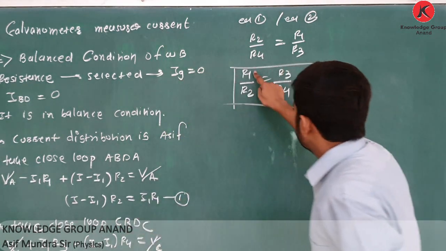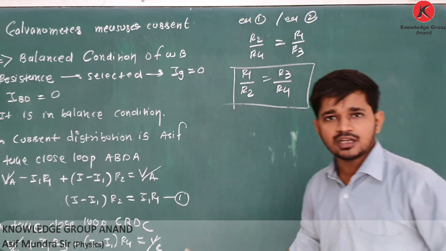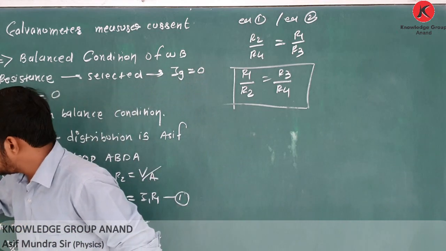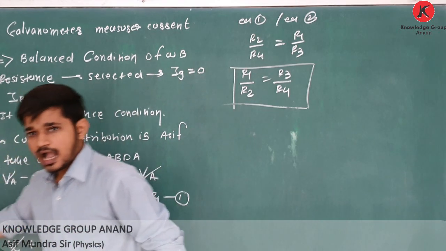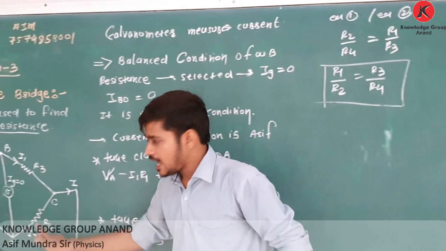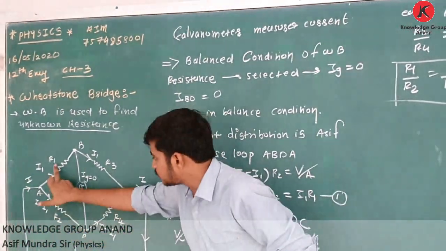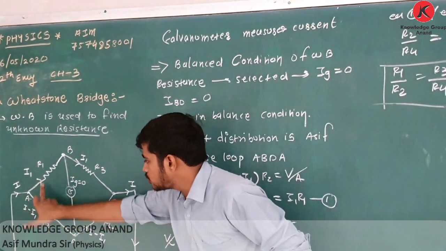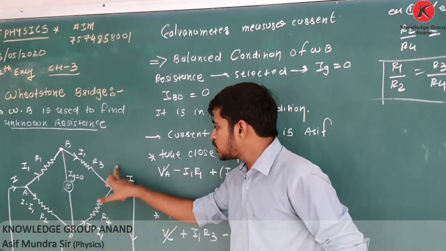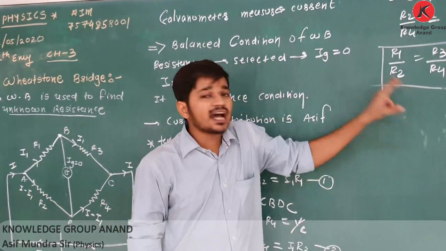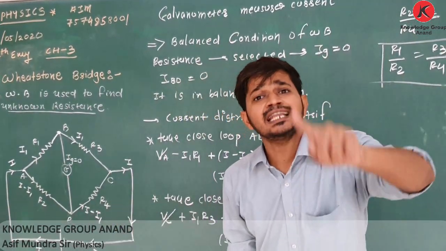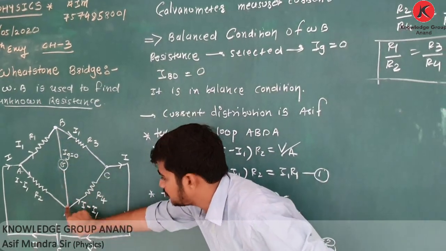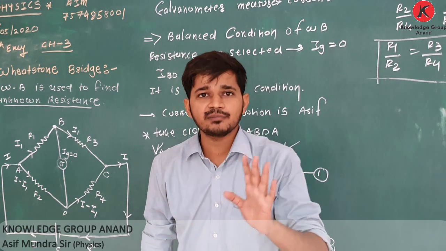See in the figure, R1 upon R2 is equal to R3 upon R4. Here it is R1, R2, R3, R4. The ratio of these two resistors and the ratio of these two resistors, if they are equal, then the Wheatstone Bridge is in balance condition. And in this situation, current flowing through this arm is 0.